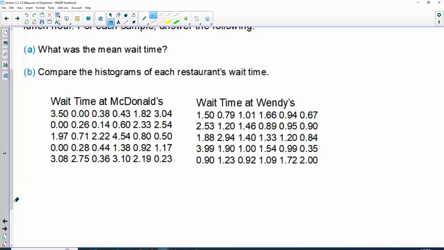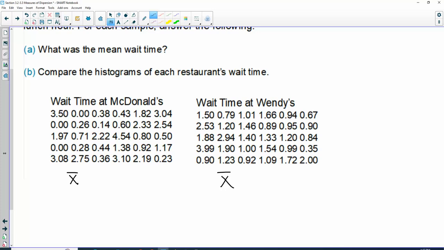Is this a sample or a population? Sample. So for the mean, we use what variable? X bar. So we want to find X bar for each of them, and then we're going to compare. So what I want you to do is take a minute, do these on your calculator.